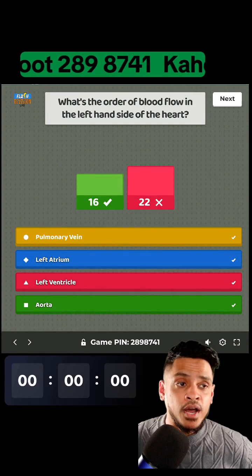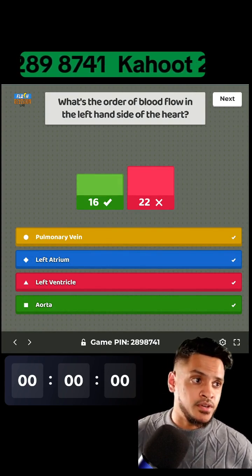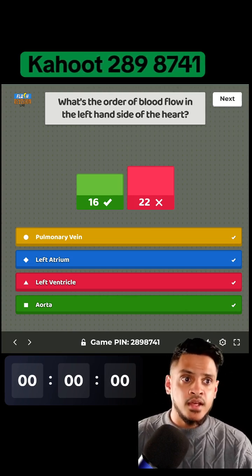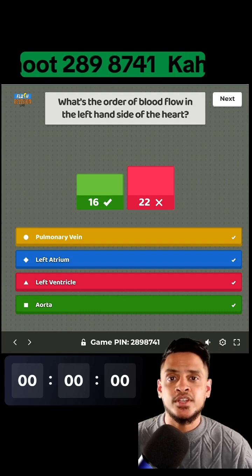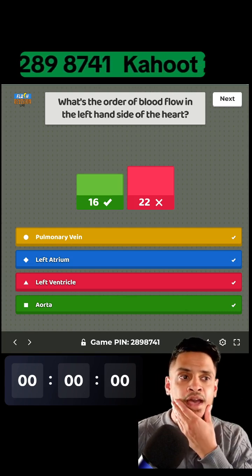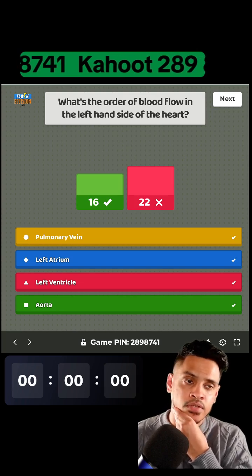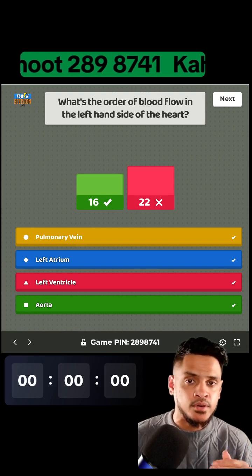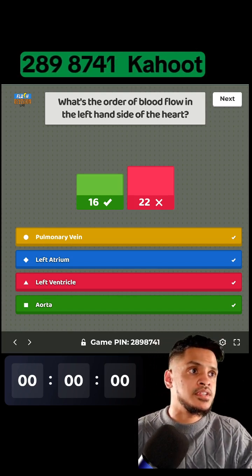16 of you. Wow, that's quite a lot of you to get that right, actually, because it's an order one. It goes in through the pulmonary vein, down the left atrium, up the left ventricle, out of the aorta. Well done. Like I said, guys, we're going to go through this and the other side as well on Sunday's class.